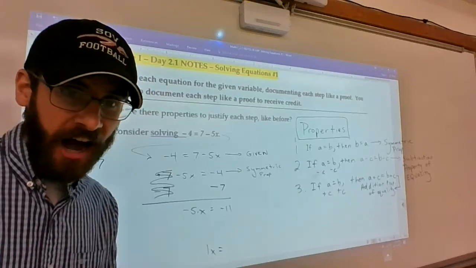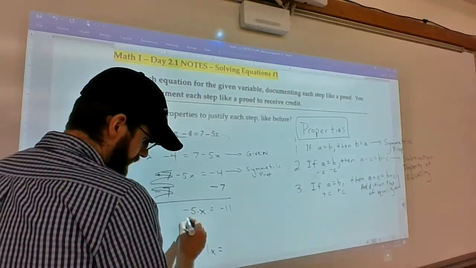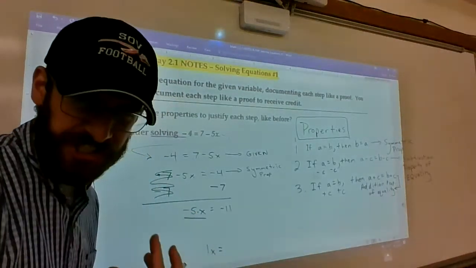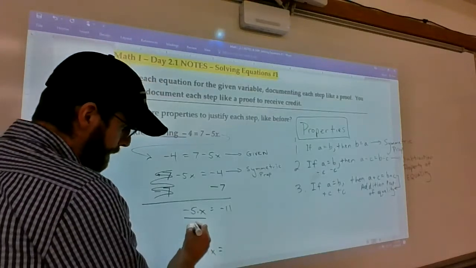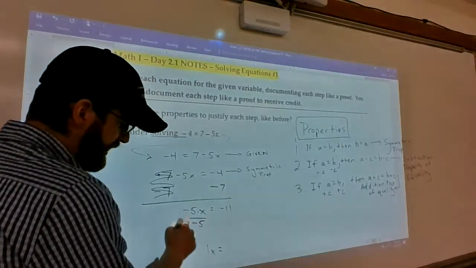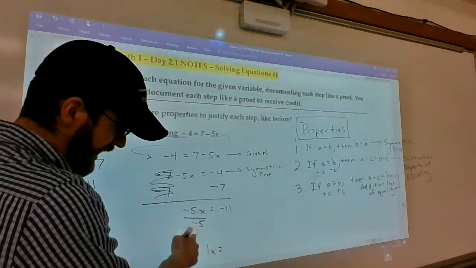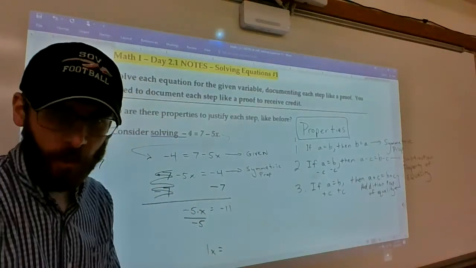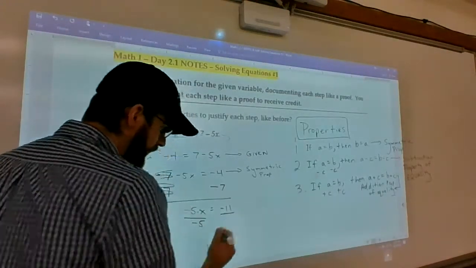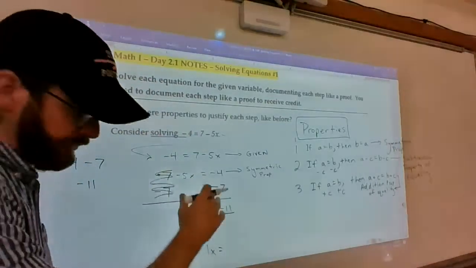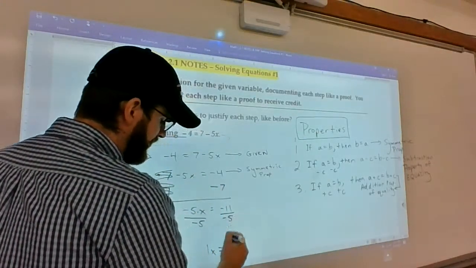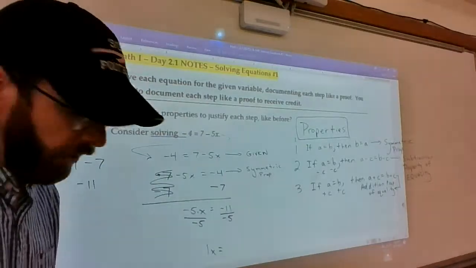Well, I can divide, which is the same thing as creating a fraction, by negative 5. So negative 5 divided by negative 5 equals 1. I've got that 1 in front of the x. But whatever I do to the one side, I have to do to the other. So negative 11 divided by negative 5 is my other part.